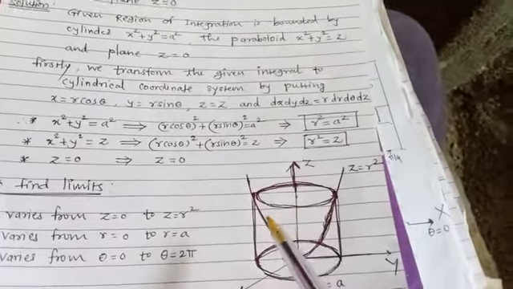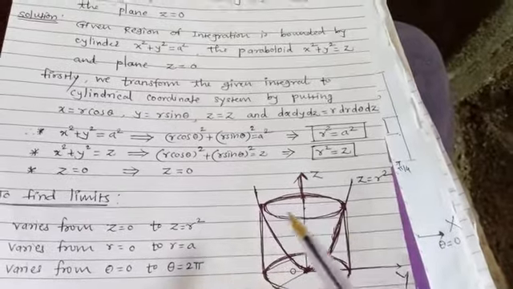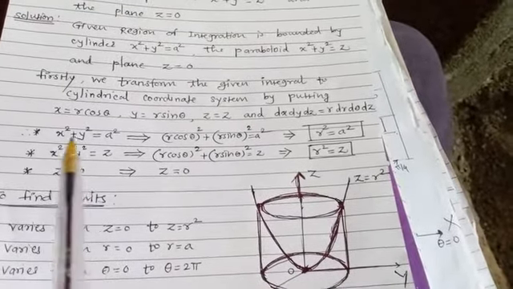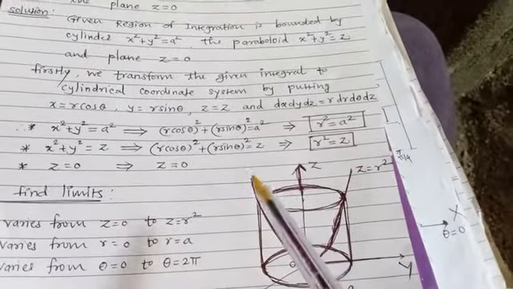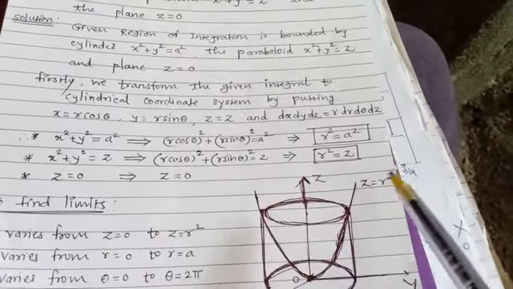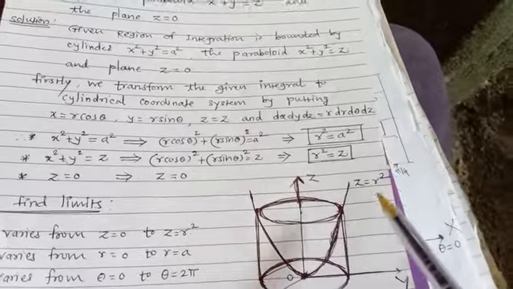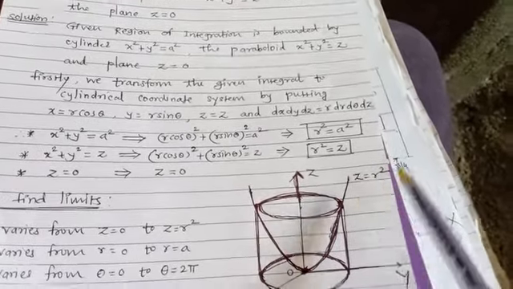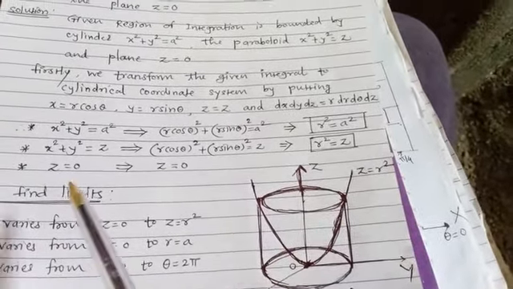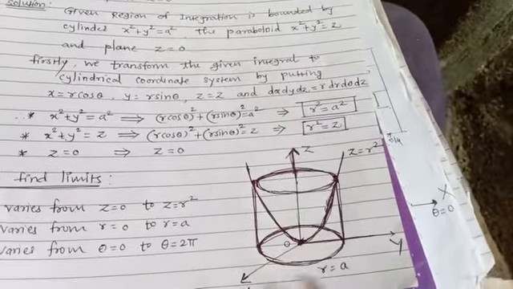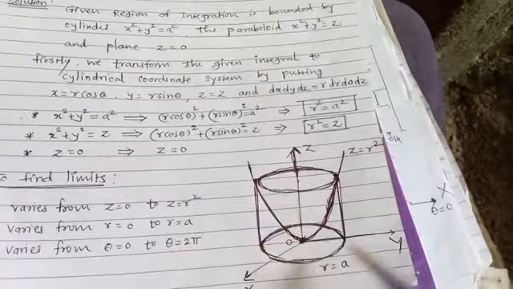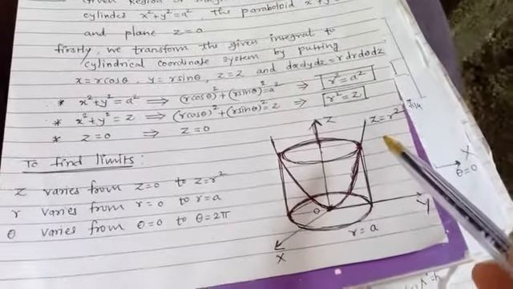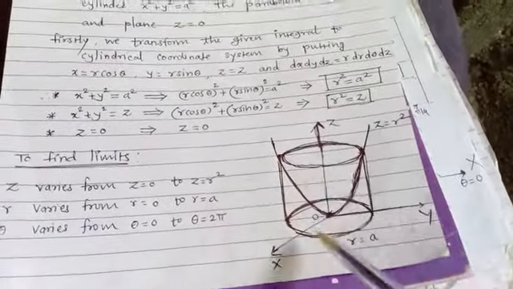So in this figure we can observe this is our cylinder, that is nothing but x square plus y square equals a square, and this curve is nothing but the equation of the paraboloid, and this is nothing but z equals r square in the polar form, and z equals 0, that is our xy plane. So now we have to find the limits of r, theta and z using that figure.